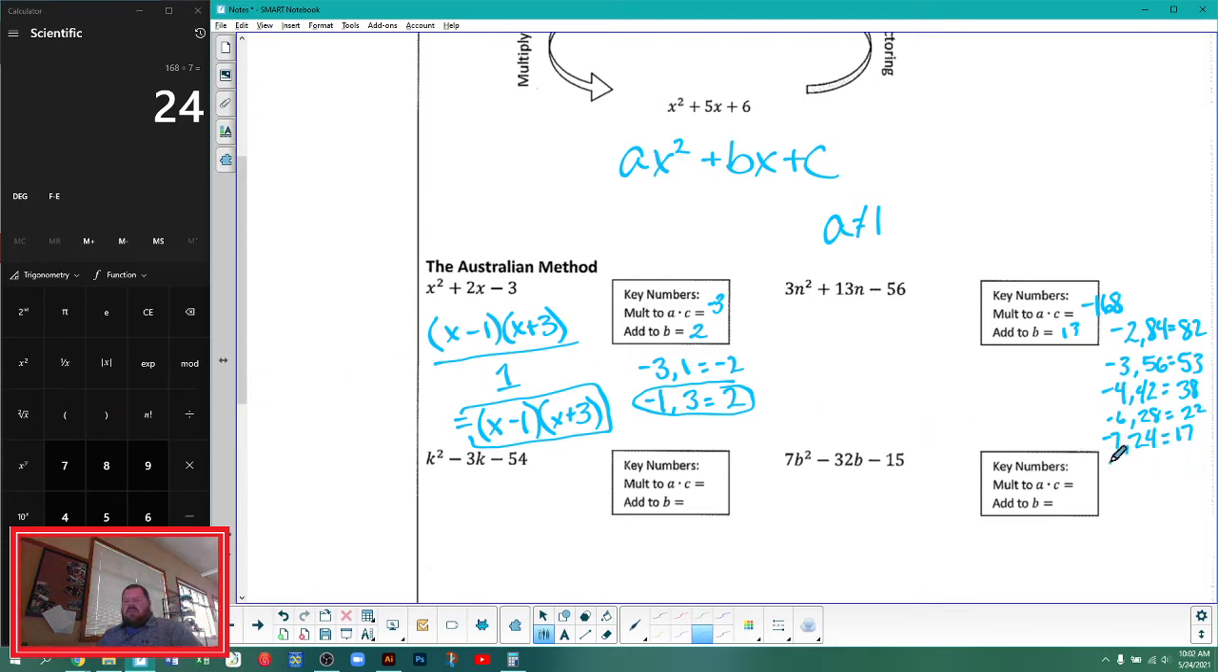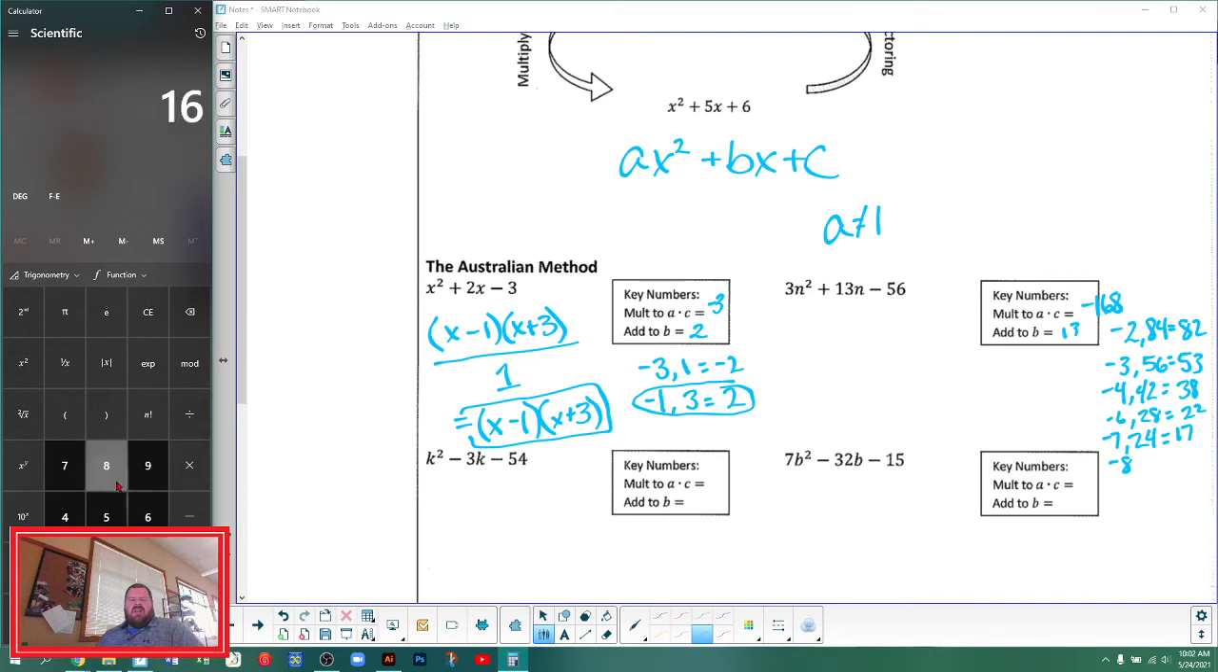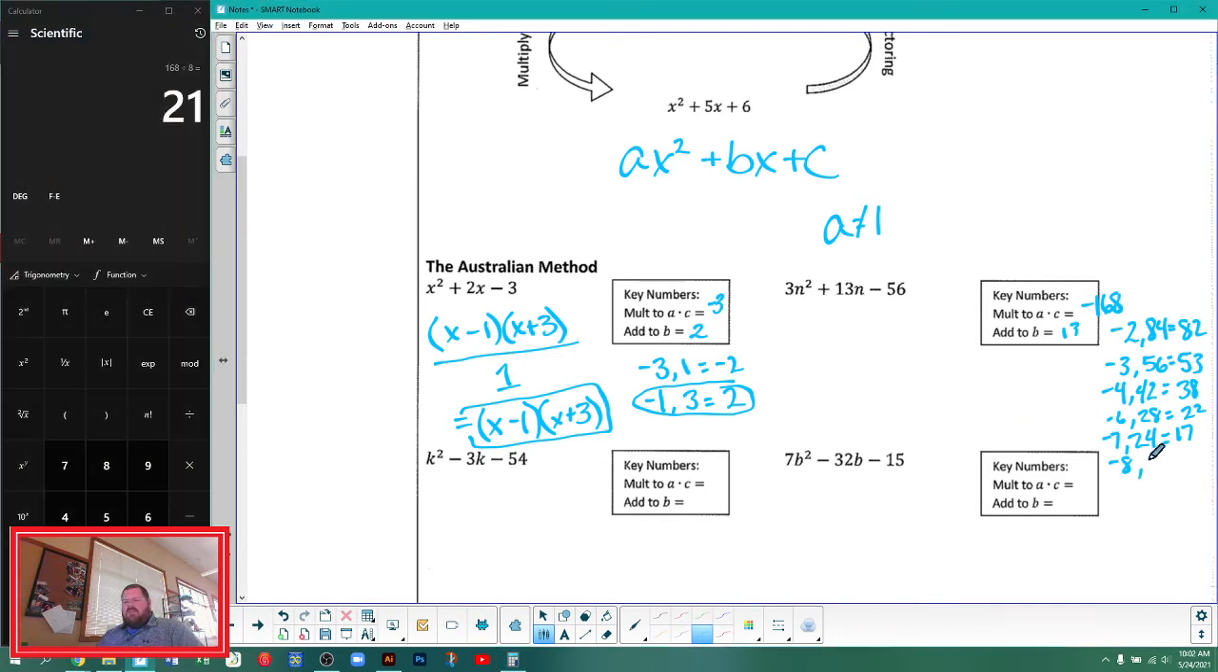Well, I know it's also a multiple of 8 because it's a multiple of 2 and 4. That gives me a good idea that it is, but that doesn't guarantee it. So 168 divided by 8 is 21. And when I add negative 8 and 21, I get 13. So my magic numbers here are negative 8 and 21.